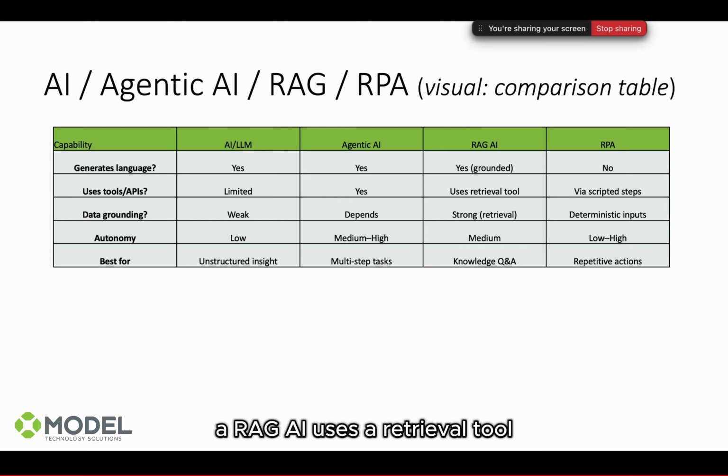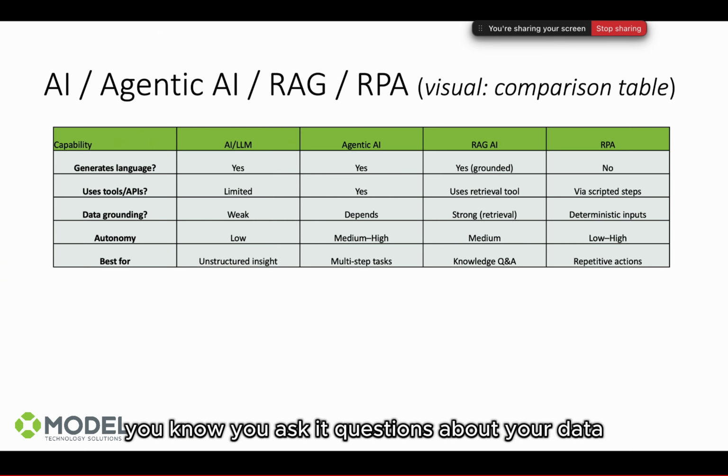A RAG AI uses a retrieval tool like Azure Search as an example. And then RPA is done via scripted steps, so you can really do anything you want to do with tools and APIs, assuming you have a connection to it. So, data grounding: natively, if you log into ChatGPT and ask it questions about your data, it's going to be very weak. It does not have access to your data unless you upload some files to it.